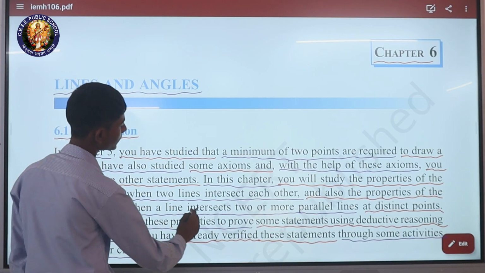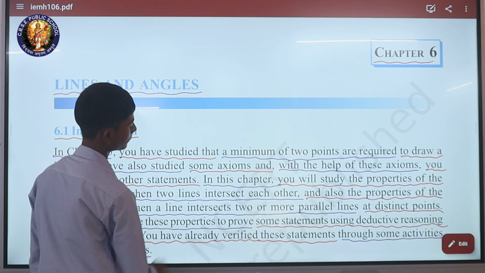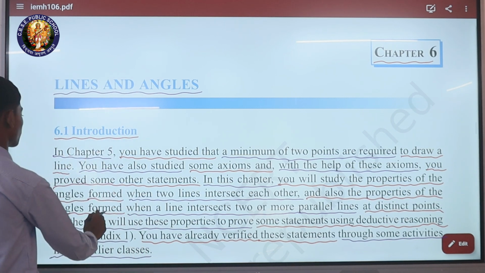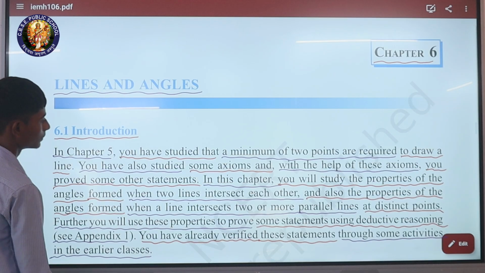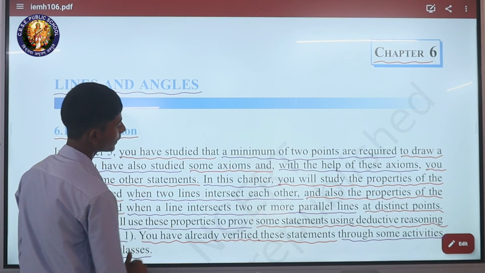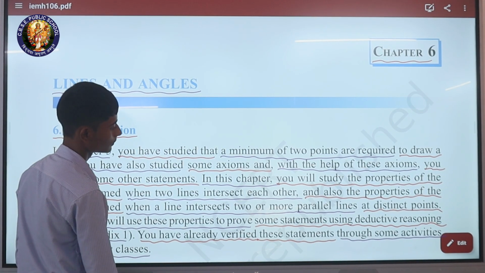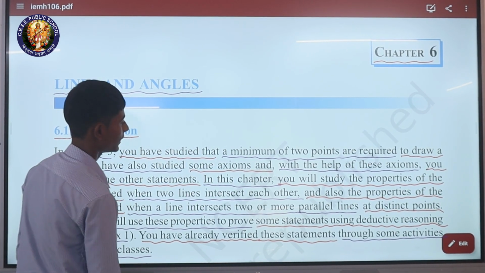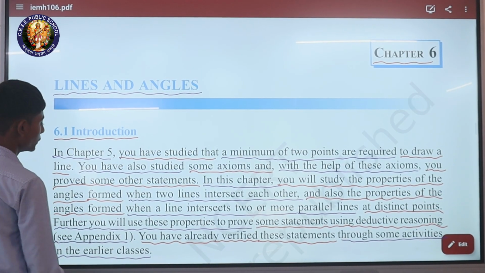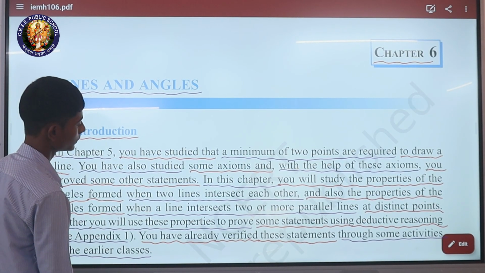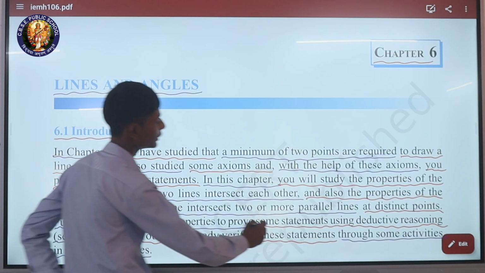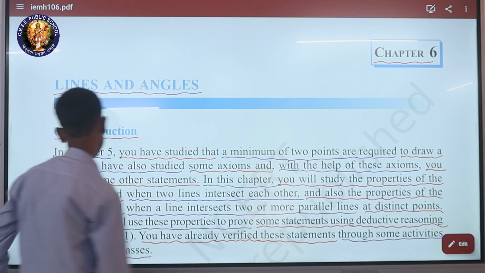when two lines intersect each other, and also the properties of the angles formed when a line intersects two or more parallel lines at distinct points. Further, you will use these properties to prove some statements using deductive reasoning.